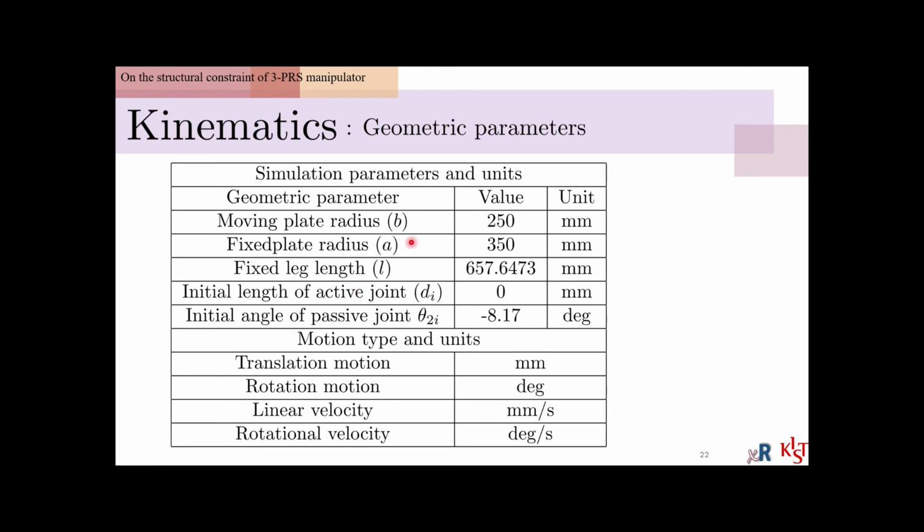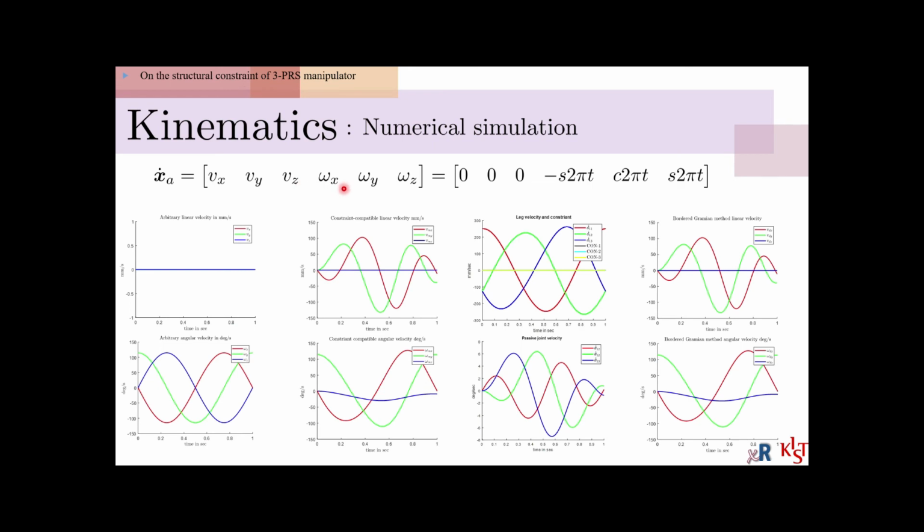In order to solve the example manipulator, we use this geometric information. First, give all the angular terms to x dot a and filter that with the projection matrix to get this constraint compatible motion. The constraint compatible motion shows the parasitic terms Vx, Vy, and Wz, and the remaining terms are independent terms. And with this constraint compatible task velocity, we obtain the leg velocity. This is the active joint velocity for the three legs, and this is the passive joint velocity below the moving platform. And as can be seen, the constraint is perfectly satisfied.